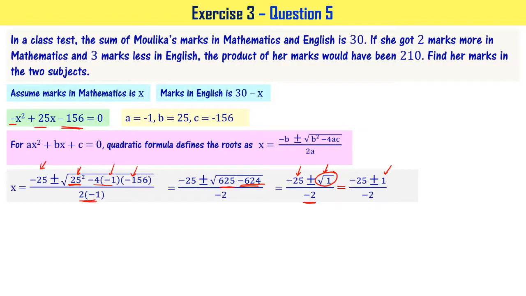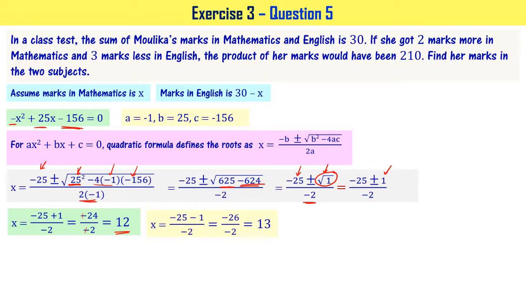Now I can get two values for x. The first value is x equal to minus 25 plus 1 divided by 2, that is minus 24 divided by minus 2. I can cancel these two minus signs so that 24 by 2 is going to be equal to 12. In the second case, it is going to be minus 25 minus 1 divided by minus 2, that is minus 26 divided by minus 2. I can cancel these two minus signs, and this is 13 times 2 equal to 26. That's why x is going to be 13, right? So we have now the value of x that is equal to 12 and 13.